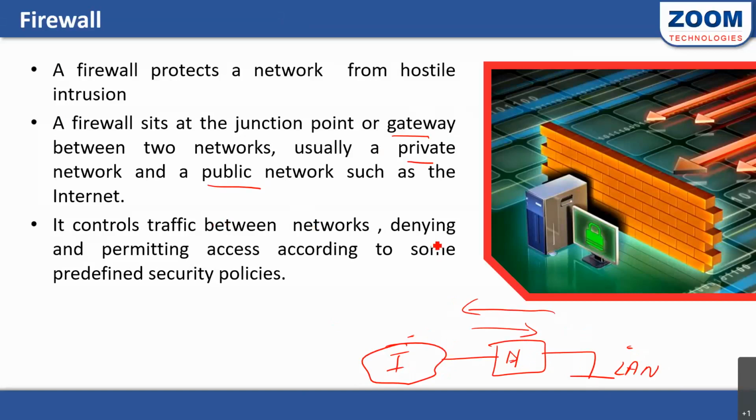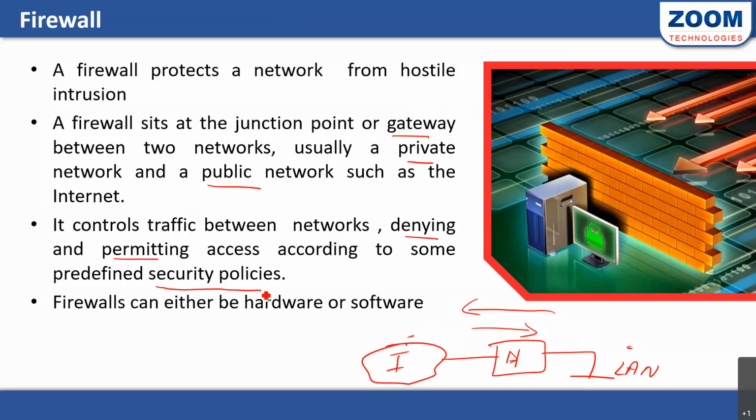When you speak of a firewall, it has two actions: deny or permit. It will either accept the traffic and let it pass through, or deny the traffic so that it is blocked. Using these two actions, based on security policies defined by the administrator, a firewall controls the traffic flow.